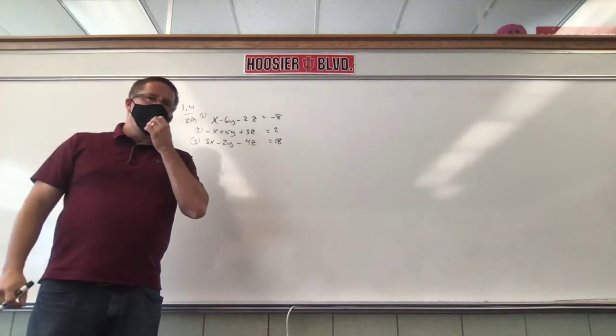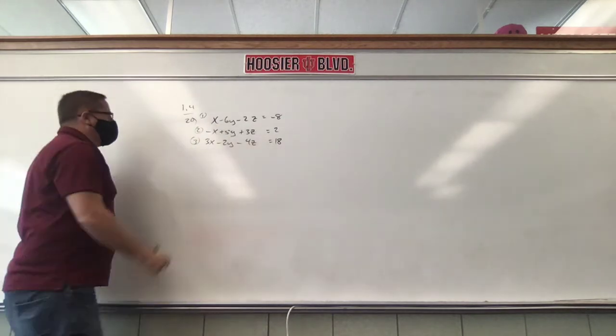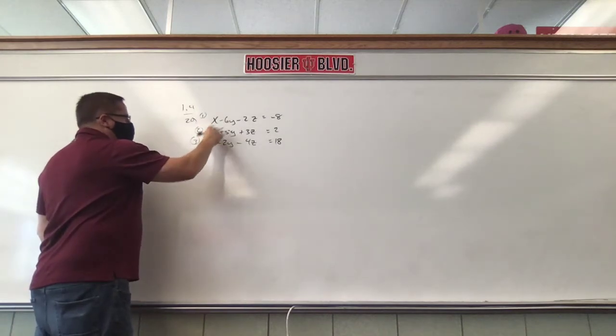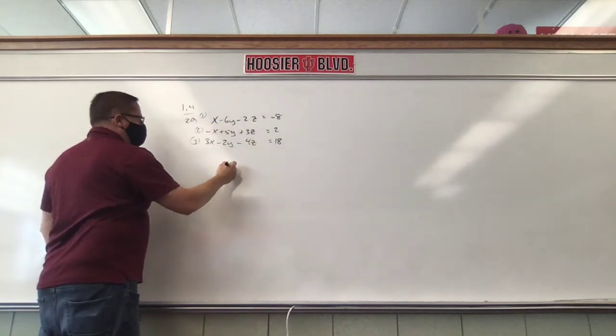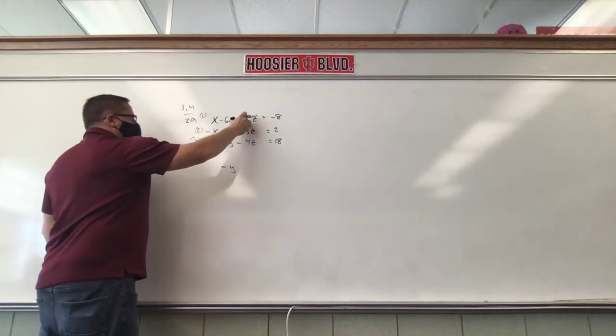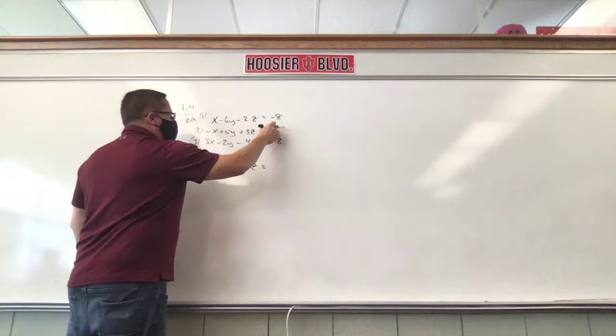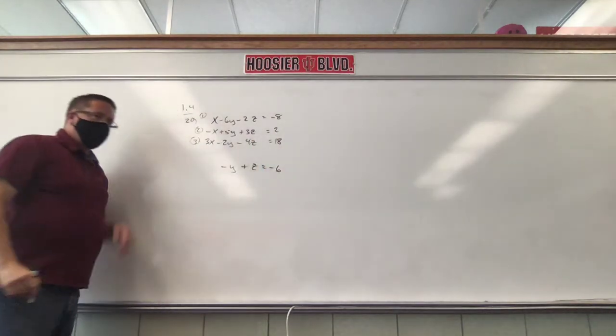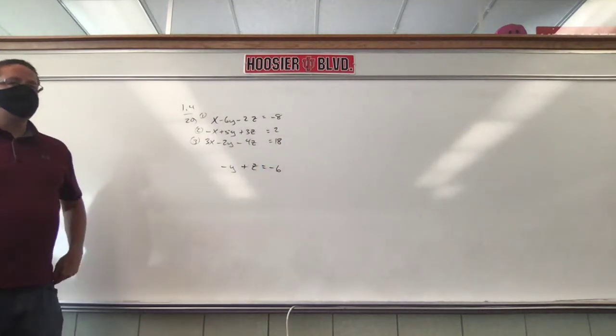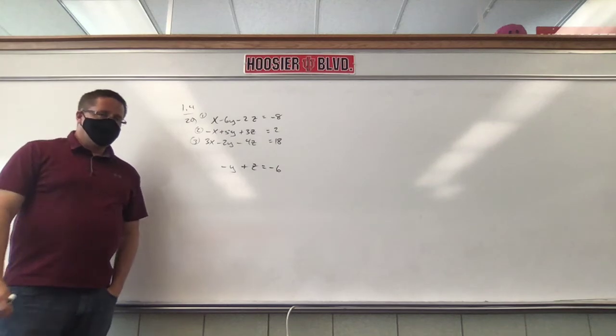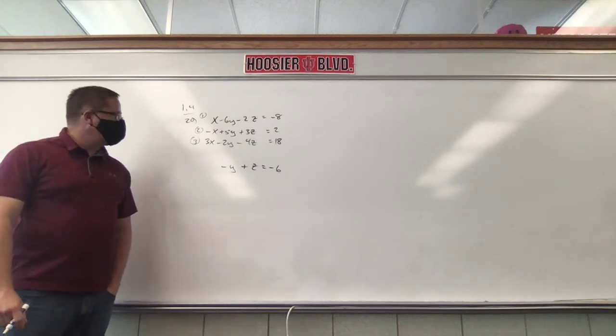I'm going to label these equations 1, 2, and 3. What would be the easiest way to eliminate the x's? 1 plus 2. If we add 1 and 2 together, x and negative x cancel. Negative 6 and positive 5 is negative 1y. Negative 2 and positive 3 is positive 1z. Equals negative 8 and 2, which is negative 6. That is not a solvable equation. We have two variables. Therefore, we need a second equation without x.